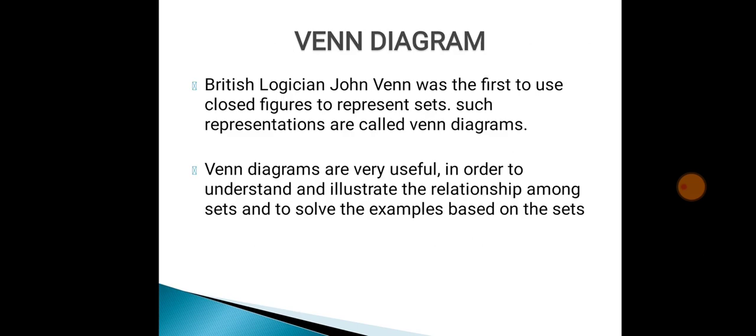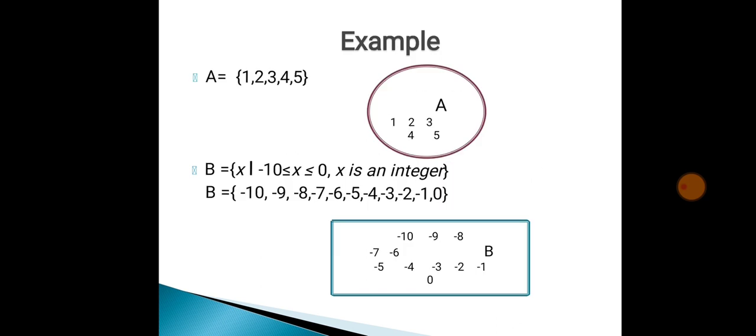Venn diagram. British logician John Venn was the first to use closed figures to represent sets. Such representations are called Venn diagrams. Venn diagrams are very useful in order to understand and illustrate the relationship among sets and to solve the examples based on the sets. Now let's learn how to write a set using a Venn diagram.